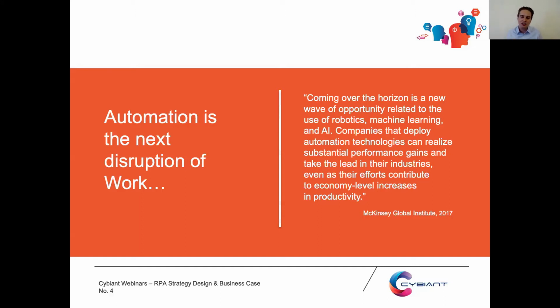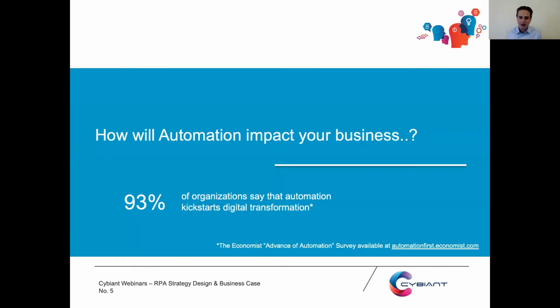And what I've been really seeing in the last couple of years is that companies that started embarking on these automation projects tend to do better than some of their competitors. So what that means is that this is really a business opportunity. And if you do these automation techniques better than any of your competitors, you will get this competitive advantage in the next couple of years. So how does that impact businesses today? Well, a survey found that 93% of organizations say that automation really kickstarts digital transformation.